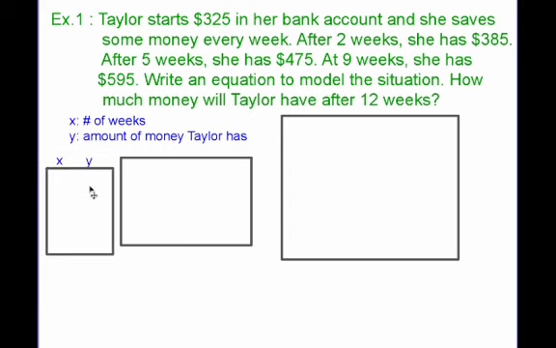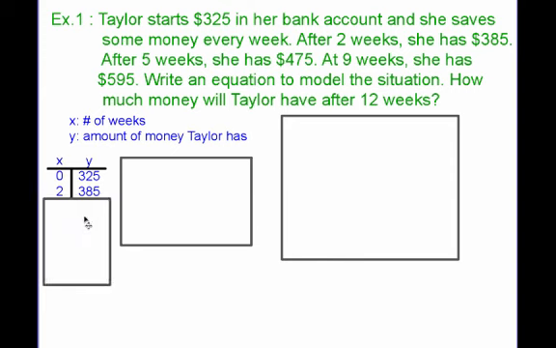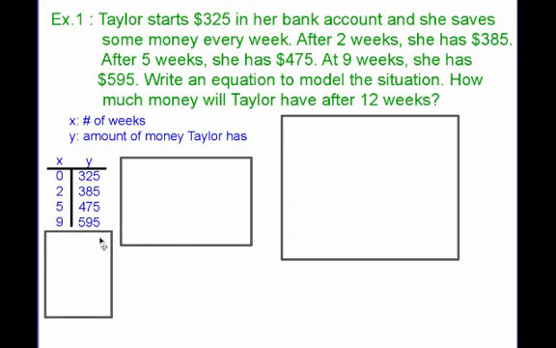All right, so from there, we can go ahead and make a table of values. We've got an xy table that we're going to make. And we know that at 0 weeks, she has $325 because it says she starts with that. So after no time, she has $325. After 2 weeks, she has $385. After 5 weeks, she has $475. And after 9 weeks, she has $595.